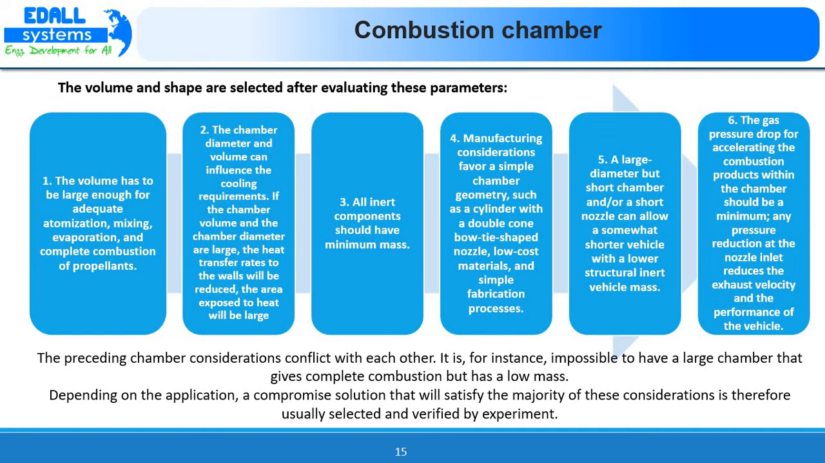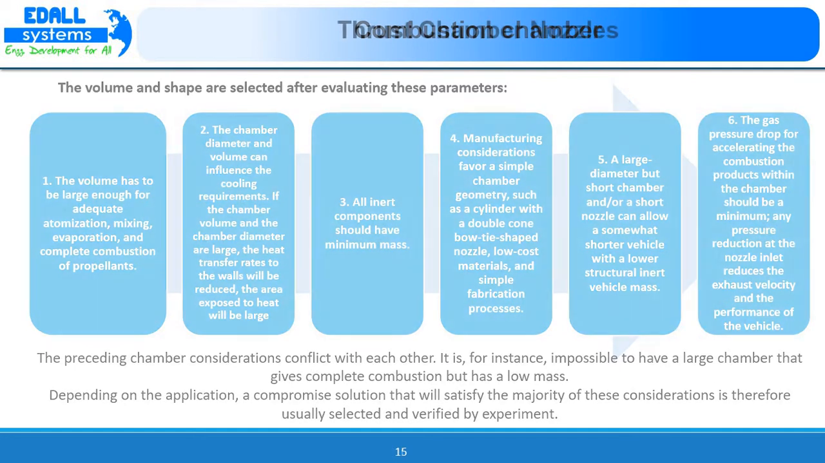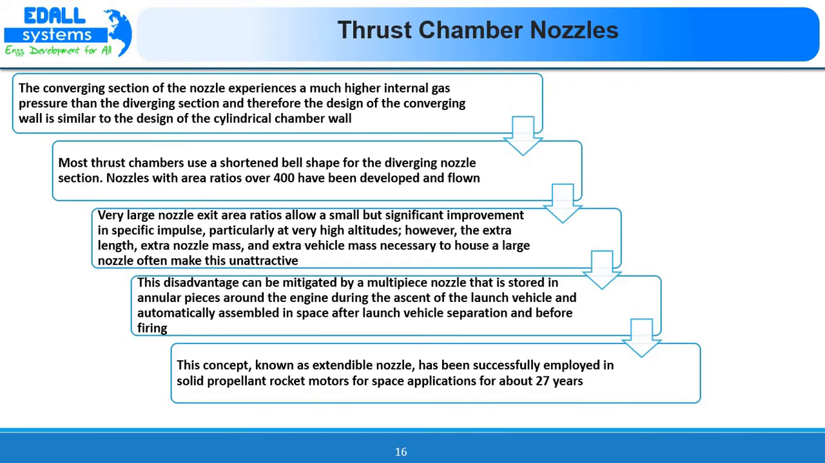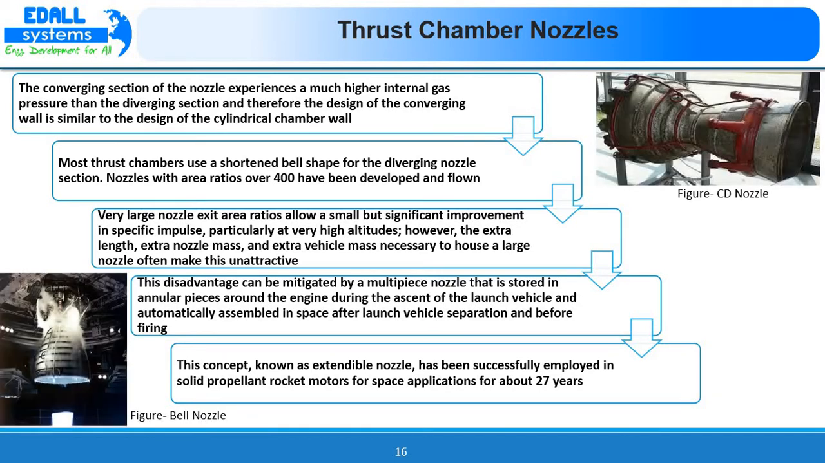So the preceding chamber considerations conflict with each other. It is, for instance, impossible to have a large chamber that gives complete combustion but has a low mass. Depending on the application, a compromise solution that will satisfy the majority of these considerations is therefore usually selected and verified by experiments. Then we have thrust chamber nozzles. The converging section of the nozzle experiences a much higher internal gas pressure than the diverging section, and therefore the design of the converging wall is similar to the design of the cylindrical chamber wall. Most thrust chambers use a shortened bell shape for the diverging nozzle section.